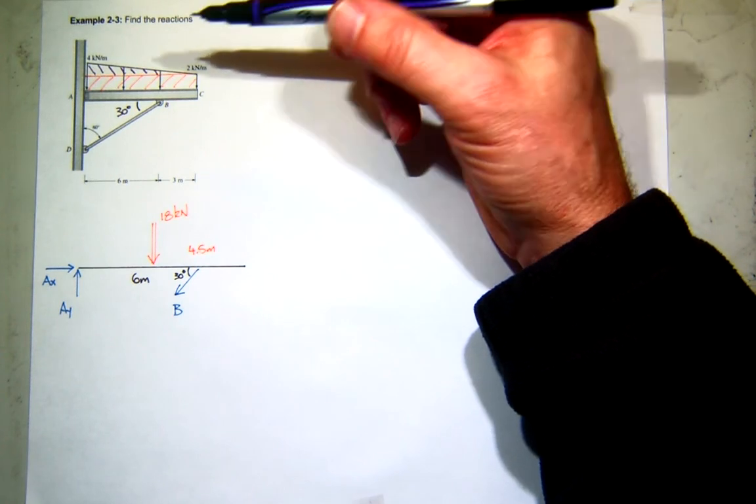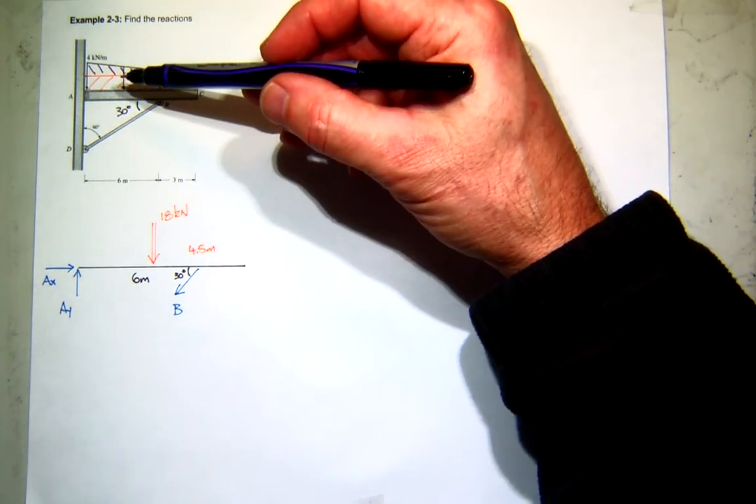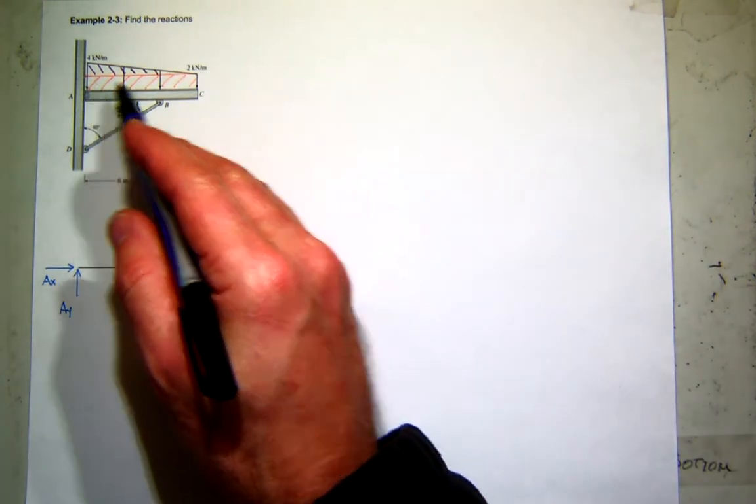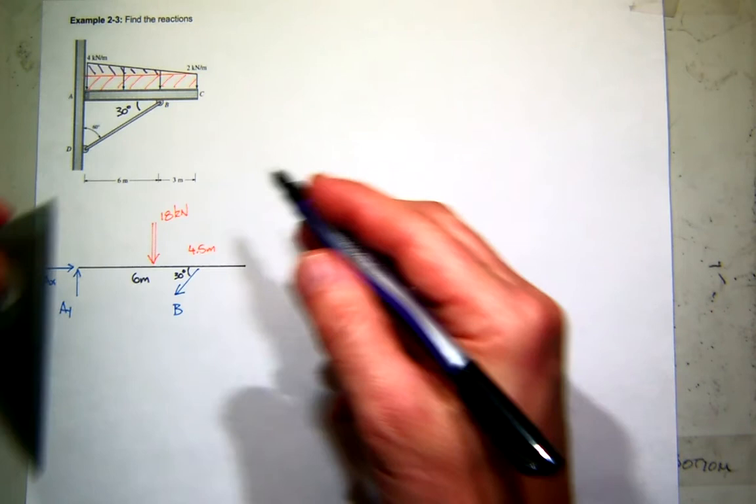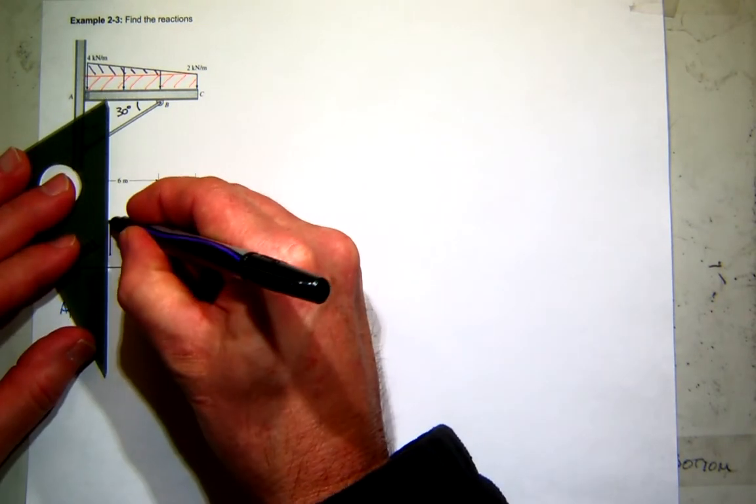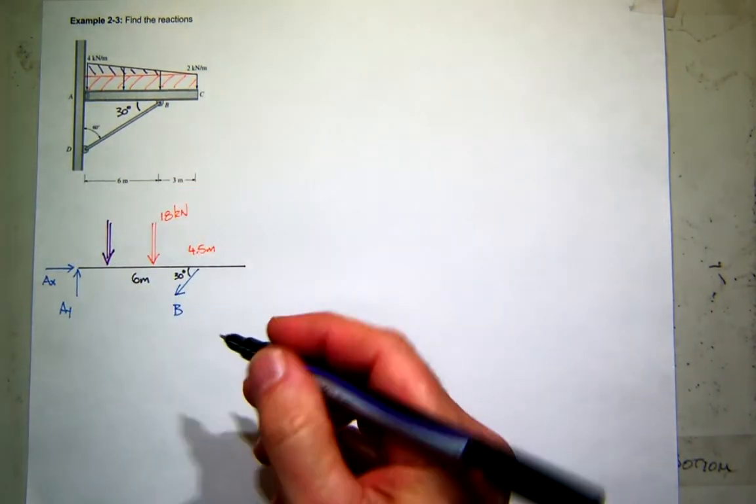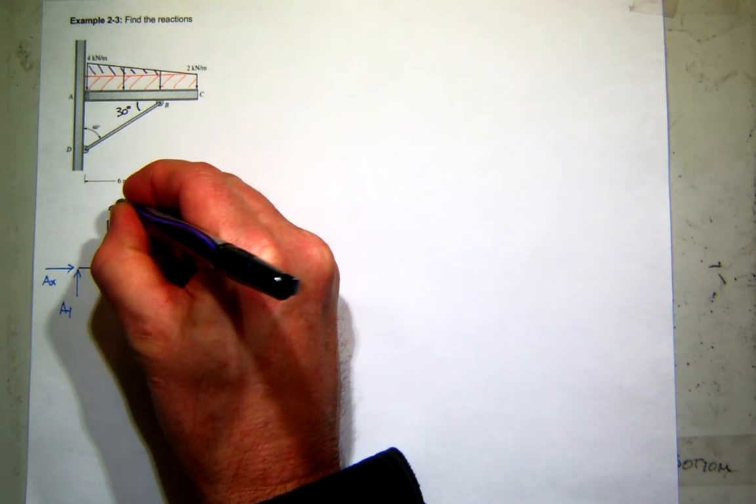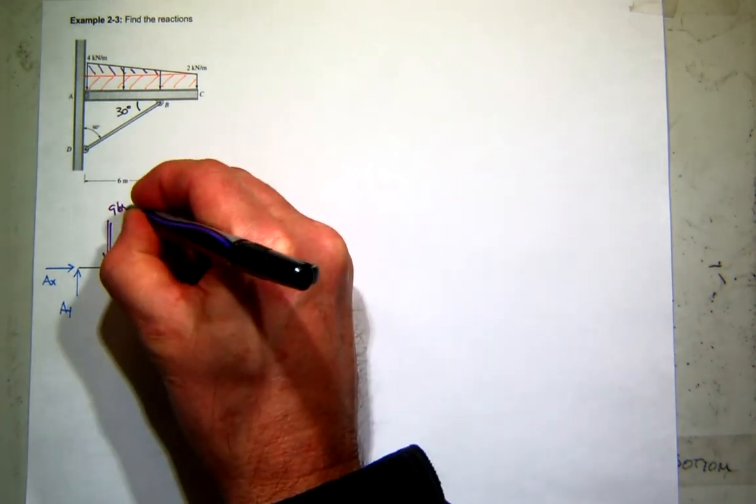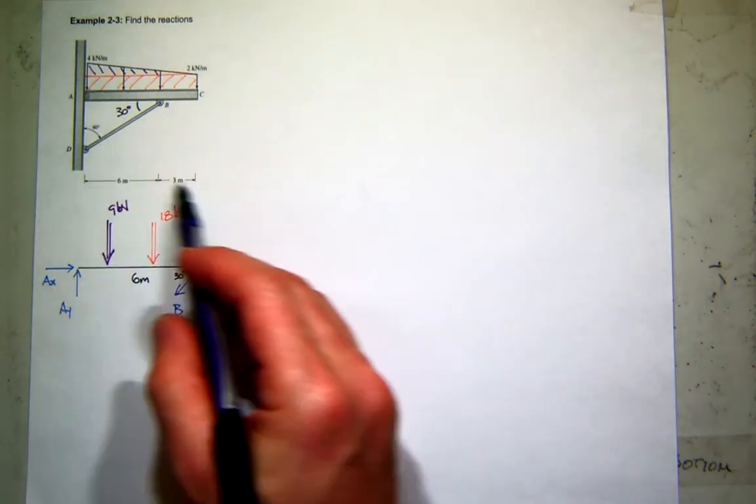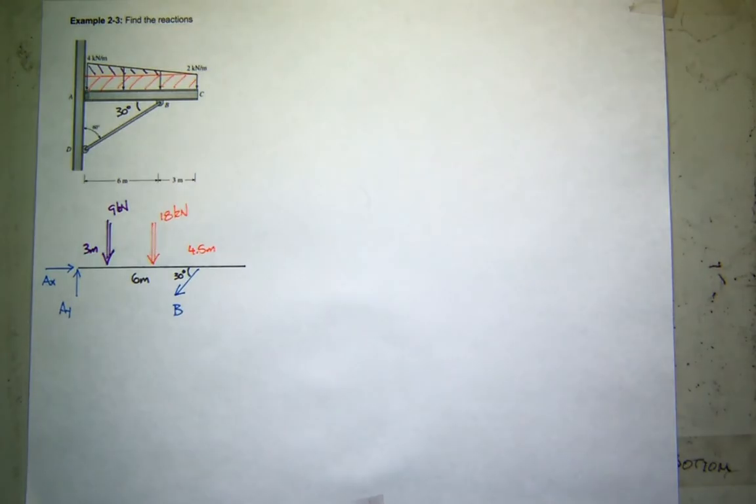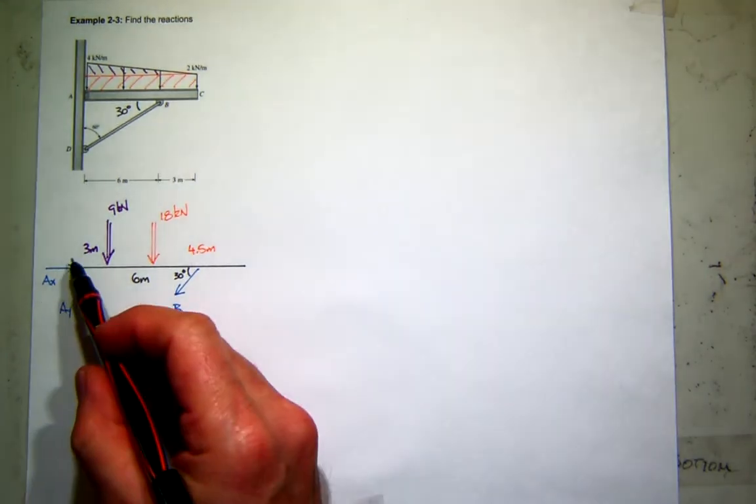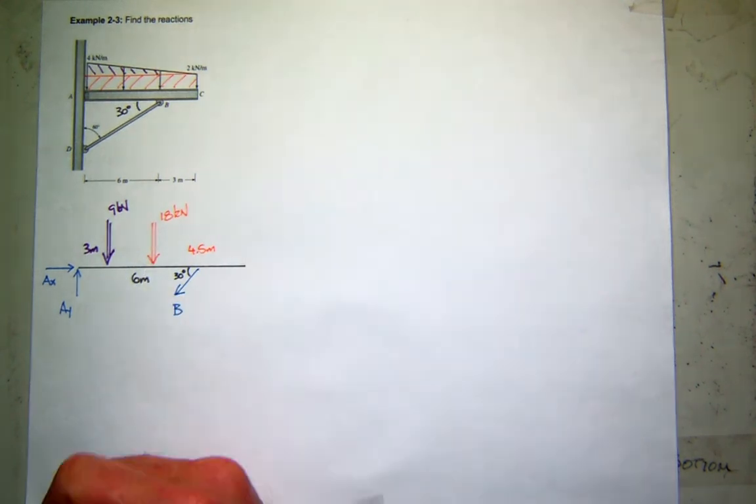And then where's the centroid of a triangle? It's 2/3 the distance from the low end or 1/3 from the big end. So it'll land somewhere about here. And that's 9 kilonewtons. And 1/3 of 9 is 3. So I'll just use that to show the distance to here and the distance from there. Okay?